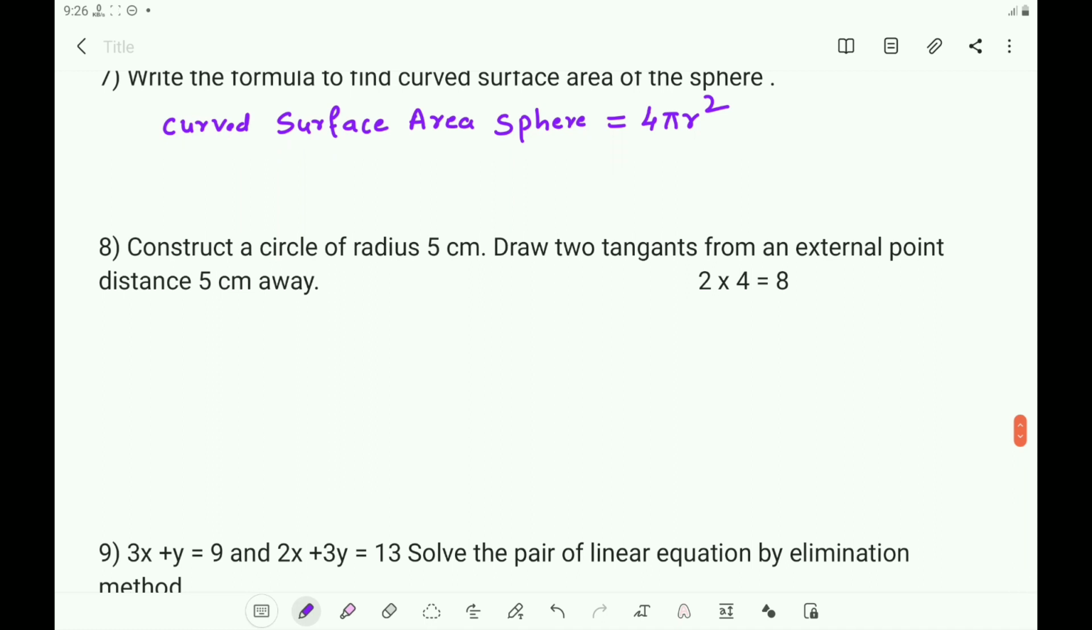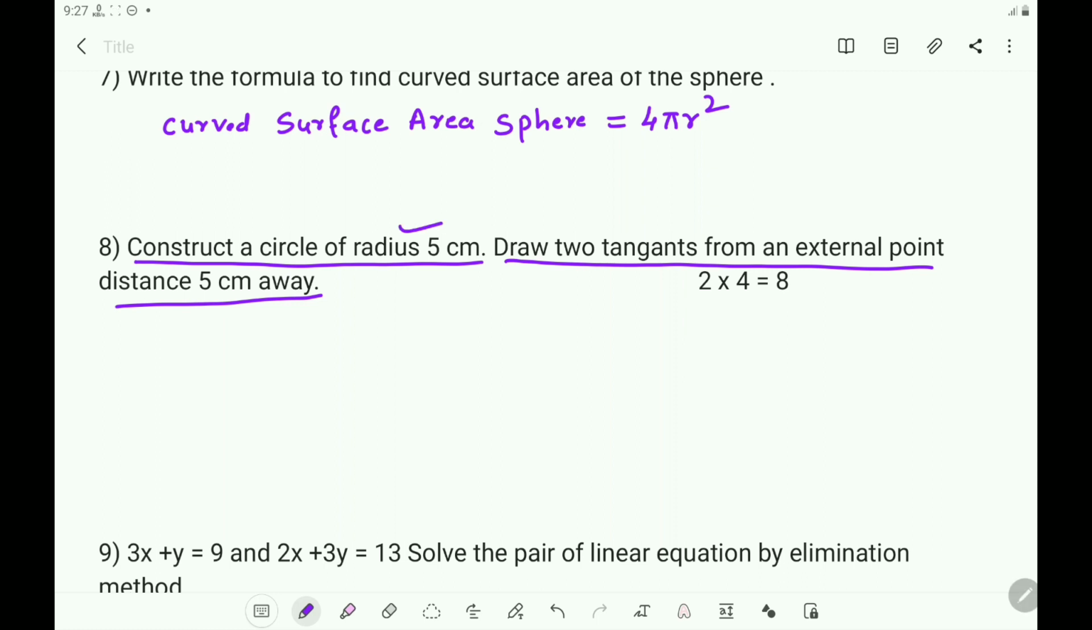Then next the question is, construct a circle of radius 5 cm. Draw two tangents from an external point at a distance of 5 cm. That is, from a point 5 cm away from the circle. Here, children, there are video lessons on the construction. Go through those video lessons and try to do the construction. Otherwise, I will give the hint here.